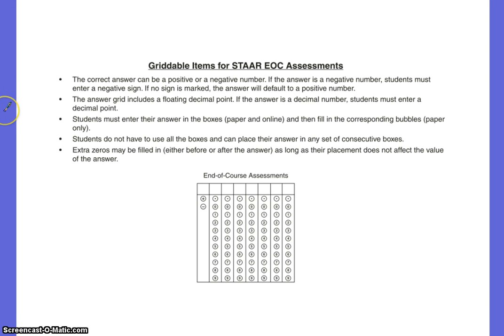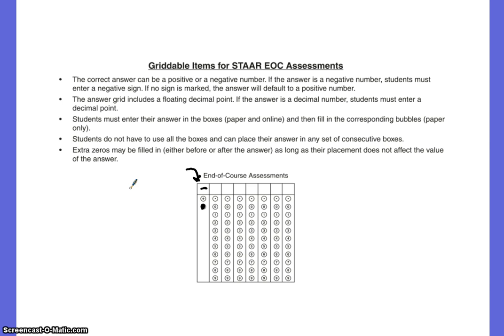Okay, there's a little bit of differences from the way we used to do griddables. It can be a positive or a negative number. So the first blank, you tell whether it's positive or negative. If it's negative, you have to put a negative sign and fill in negative. If it's positive, it doesn't matter. Okay? If you don't want to have to worry about which way it should be, always put the sign.